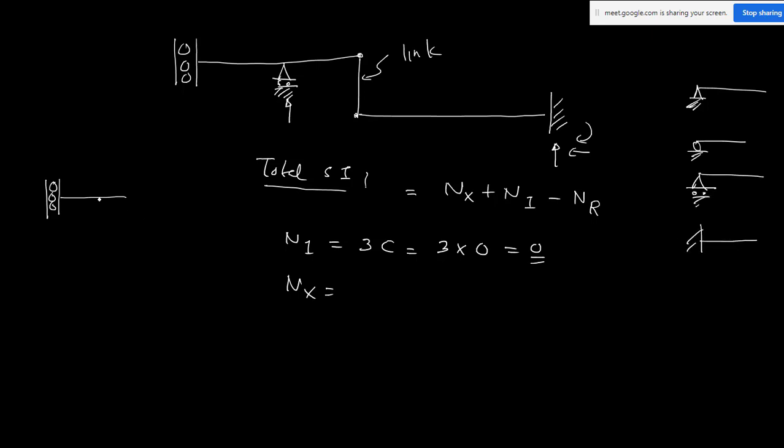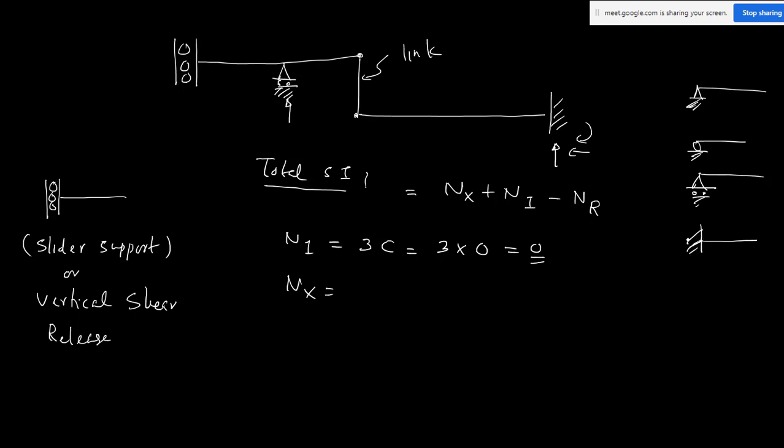Another type can be something like this. One name is a slider support, because this kind of question will be asked in competitive exams. It is called a slider support or vertical shear release. I will explain it. Practically you won't find this kind of support, but in questions you will get it.